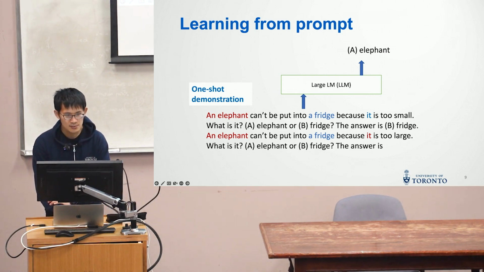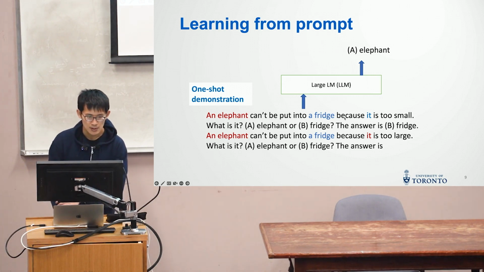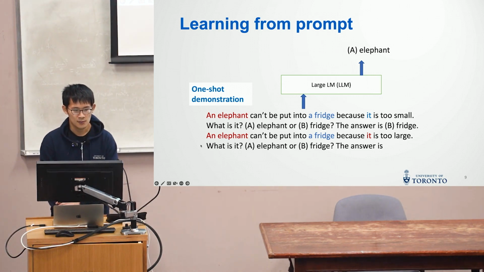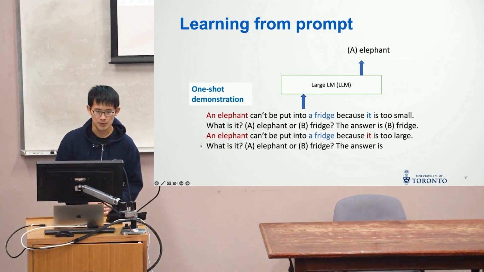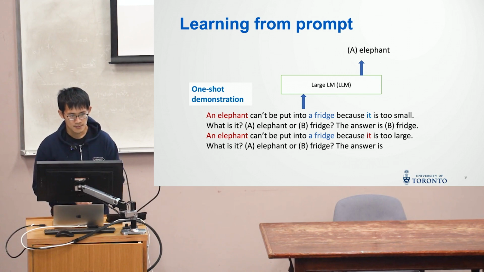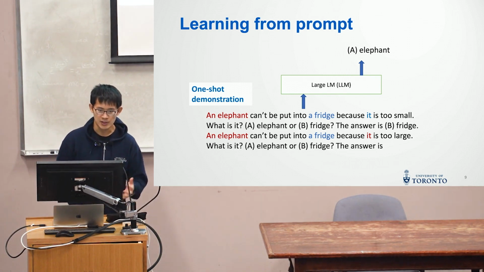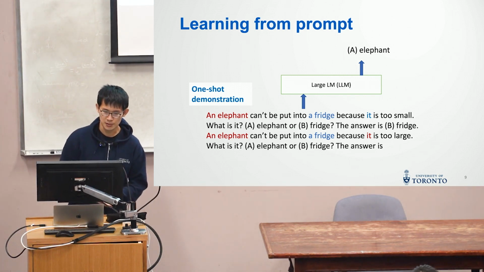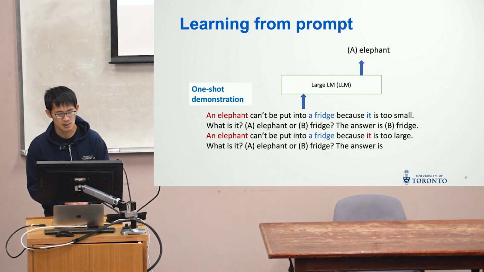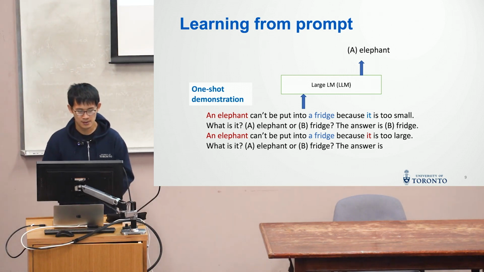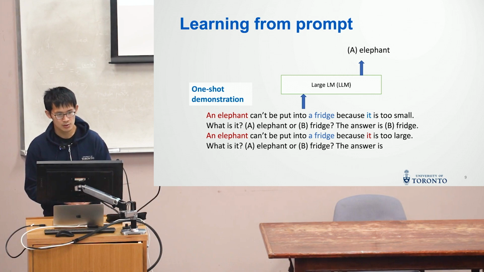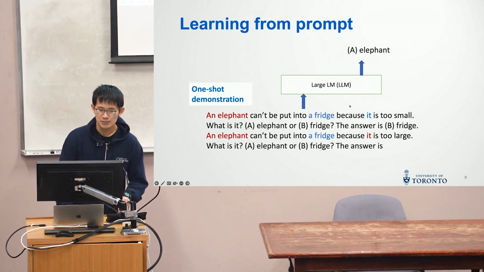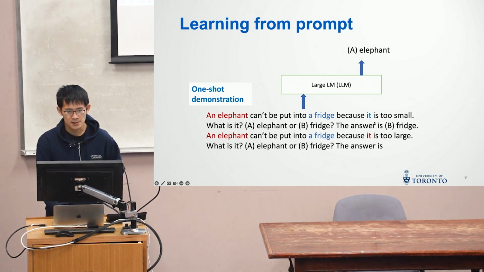So the examples don't need to be very similar to the question. So the question is about what it refers to, whether it's an elephant or a fridge. The examples don't need to be pronoun resolutions between an elephant and a fridge. It can be, for example, the computer is too large to put into the case. What is it? The computer or the case? The answer is the computer. Or the example can also be the same Winograd Schema Challenge question, but the elephant can't be put into the fridge because it is too small, and the answer is the fridge.